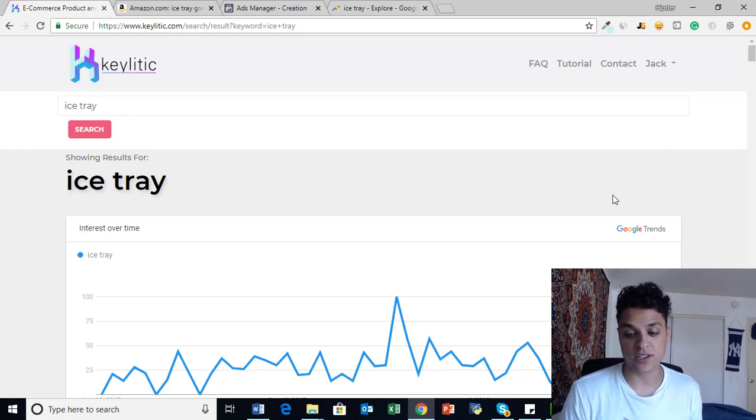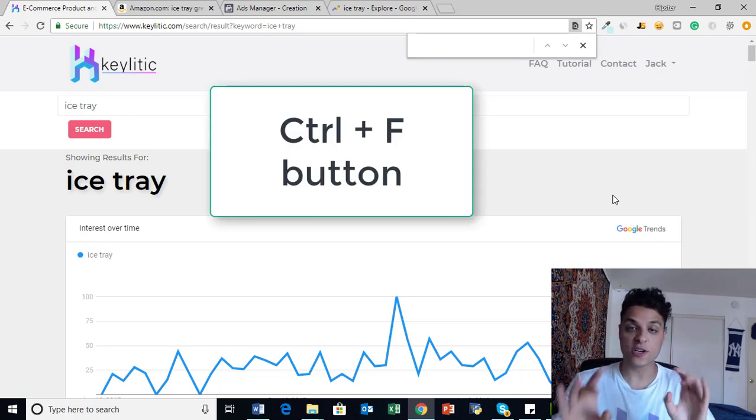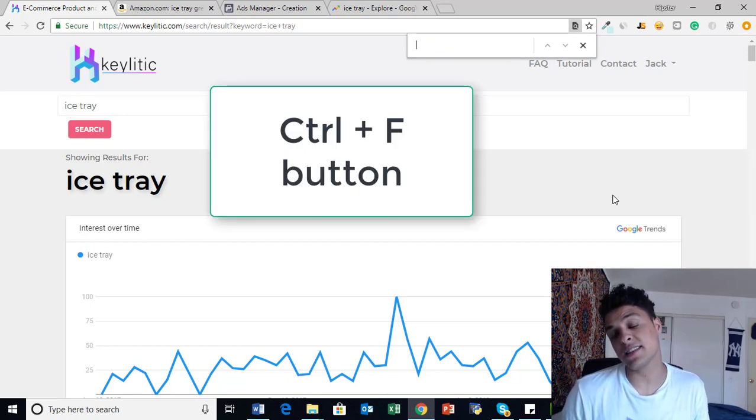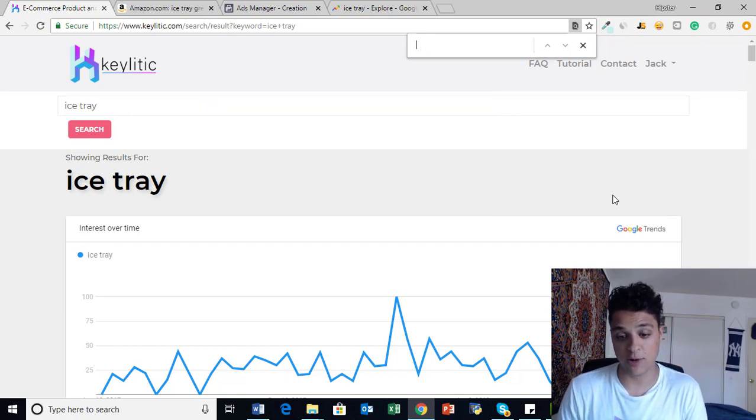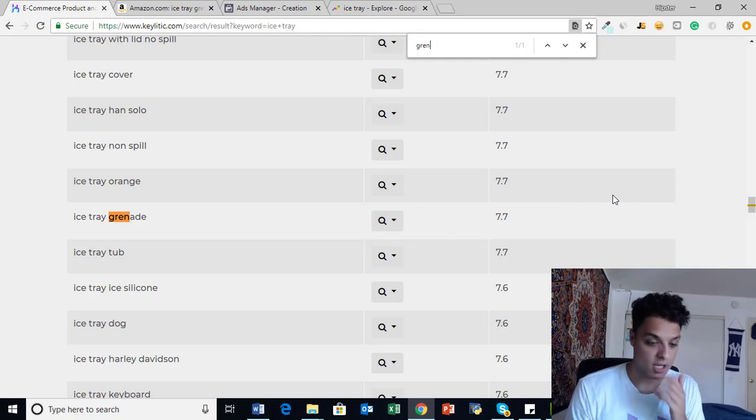And now what we're going to want to do is, on Google Chrome, if you hit Control F, you can see that little search bar pops up. And we can see if we can find the product that way using the keyword. So it's a grenade. So we're going to type in grenade and see if it, there you go. Grenade popped up right here.